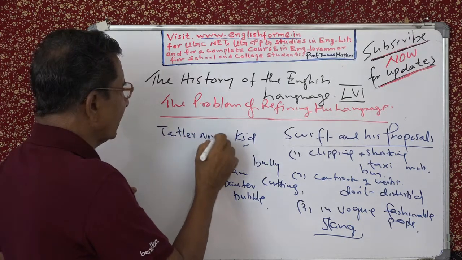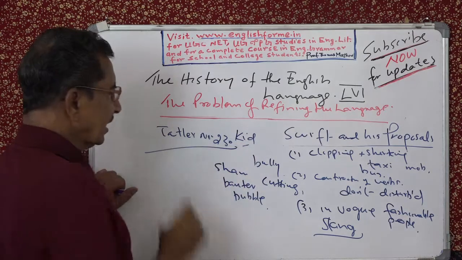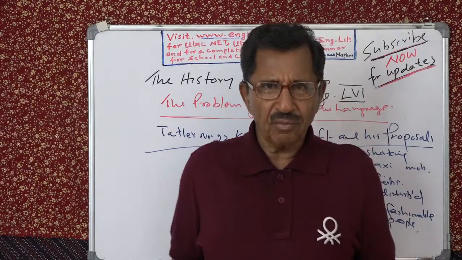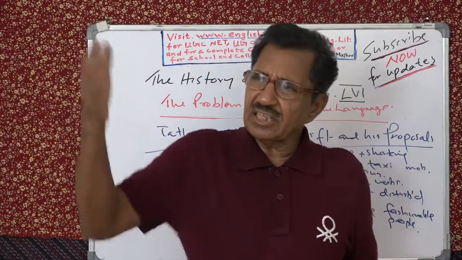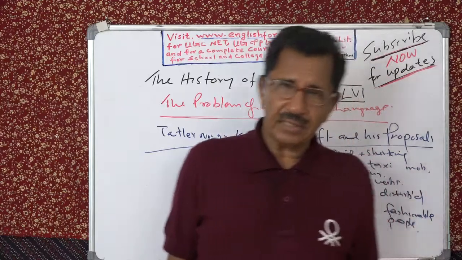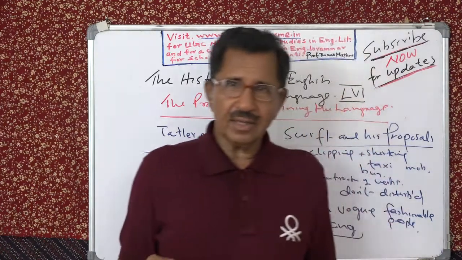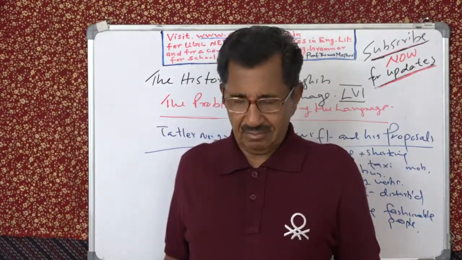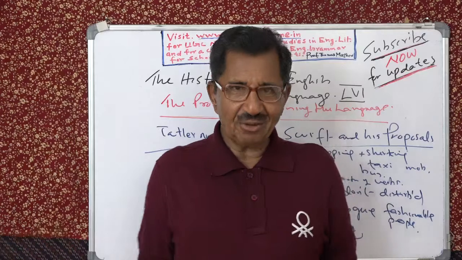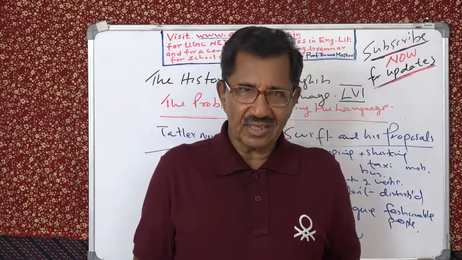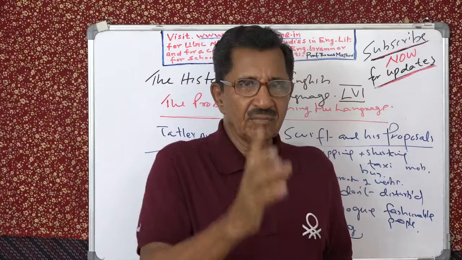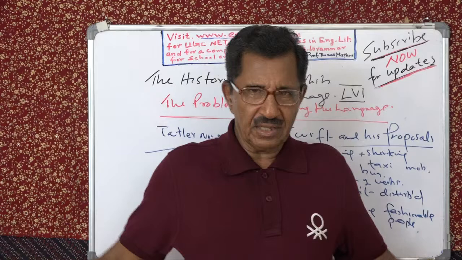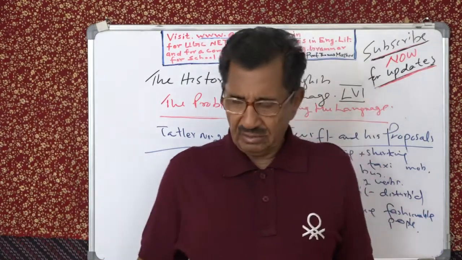Tatler number 230, asking him to expunge, that means remove all such words. Give a list of this. Those days there was a practice. Every year, at the end of the year, a list of words would be given, and then these authorities, the editors of periodicals and so on, would say these 100 words listed here have been expunged, means removed from the language. So he said, do it.